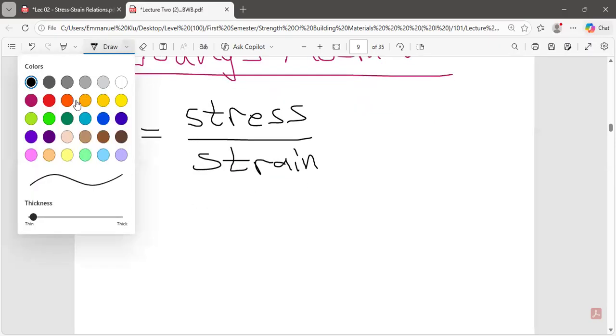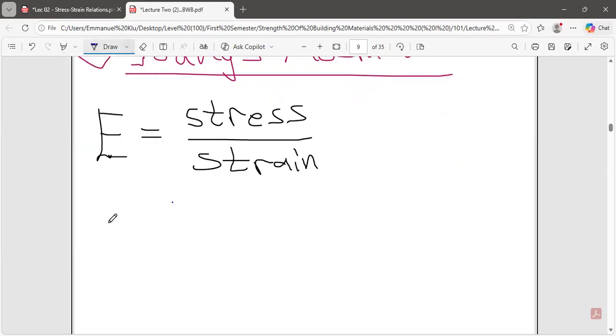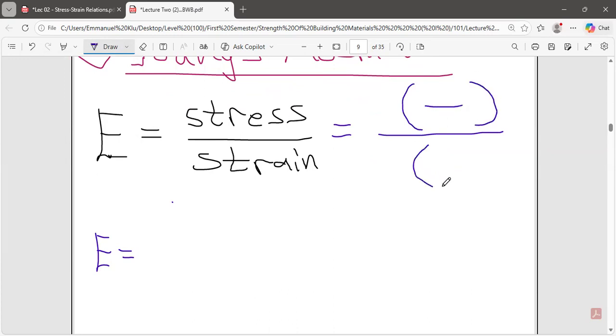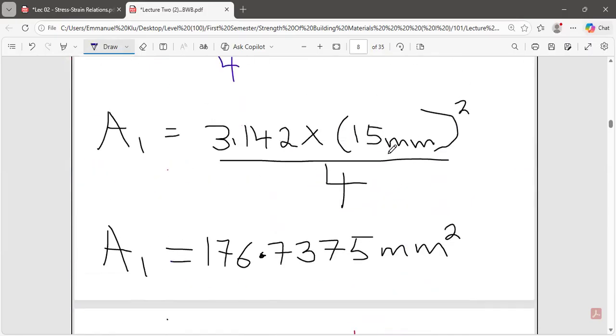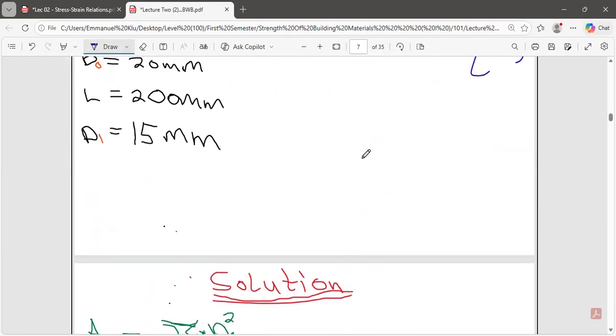From here, we said that this formula we are seeing over here, the elasticity is the same as stress, as we all know. The stress is not just any load we are going to use. The strain too is not just any strain we are going to use. To be able to get the Young's modulus, take note that the Young's modulus only occurs in the straight line. Let's go to the drawing.